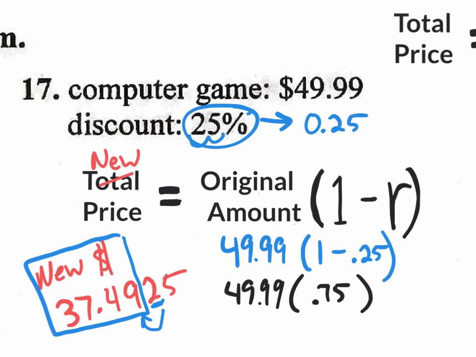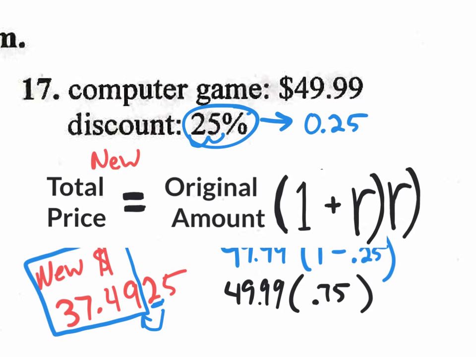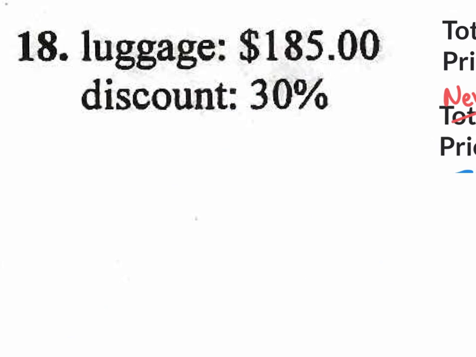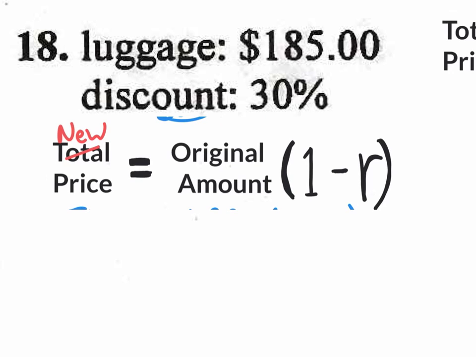Okay, so it all depends if you're doing a discount or an increase. If it's a discount, it has to be a minus. If it's an increase, it's going to have to be a plus. All right, let's try number 18. And this is a decrease in price. So obviously we're going to have a minus sign in our formula.